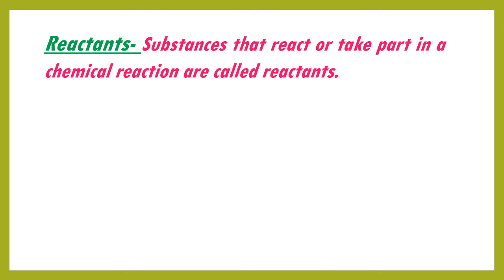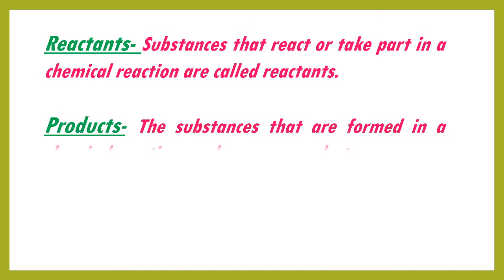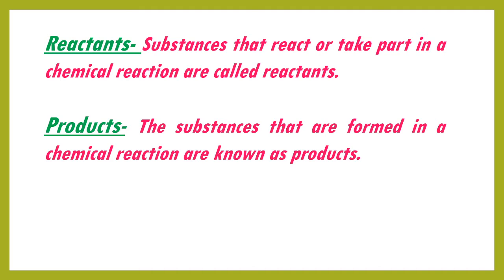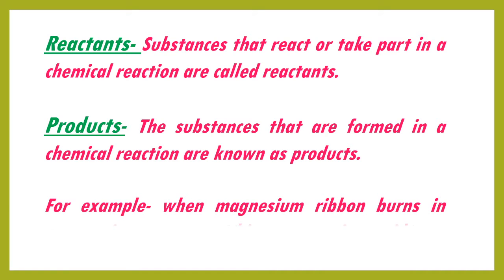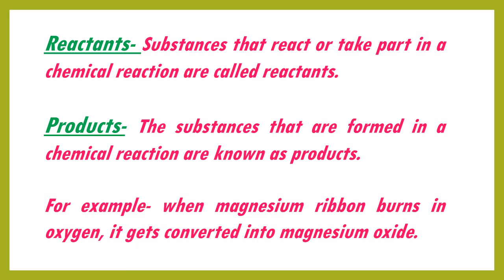Students, before the further explanation, you should know about two terms. First is reactant and second is product. Reactants: substances that react or take part in a chemical reaction are called reactants. And products: the substances that are formed in a chemical reaction are known as products. For example, when magnesium ribbon burns in oxygen, it gets converted into magnesium oxide.